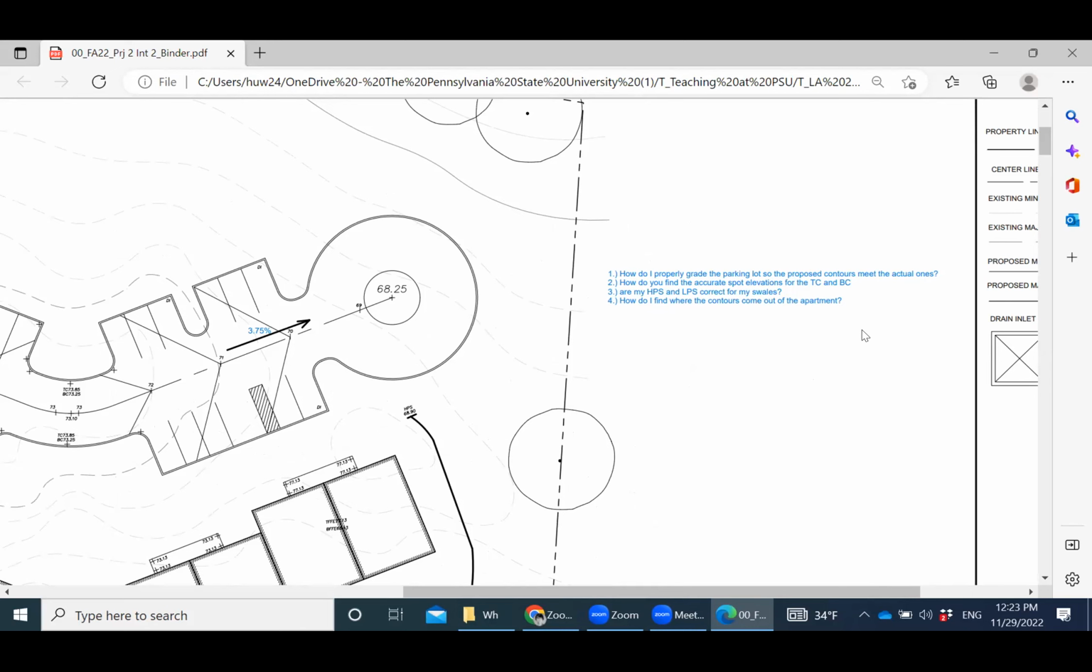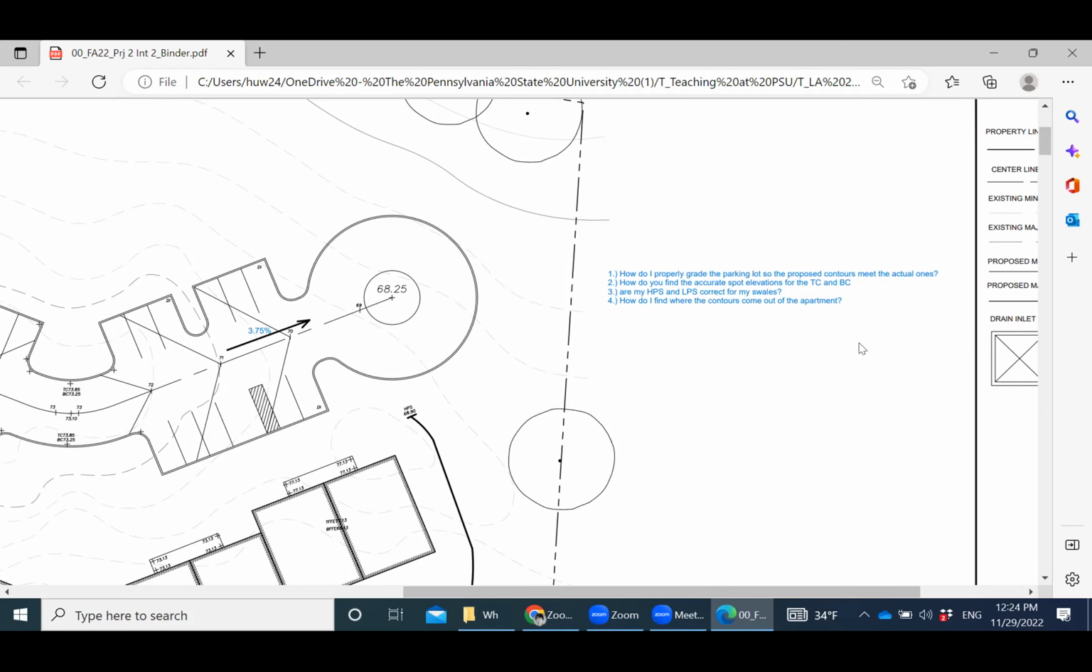How do you find the accurate spot elevations for the TC and BC? Before we figure out the general contour patterns, you don't get into the TC and BC yet for the parking lot. Calculating the spot elevations will be the final step, which you would be doing in the next few days.